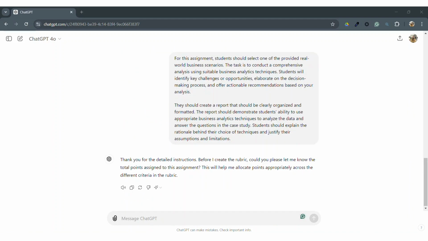Knowing the total points is essential for designing a rubric that accurately reflects the weight of each criterion. Again, we instruct AI to wait for this information before generating the rubric, ensuring that all necessary details are in place to generate the rubric that aligns with our expectations the most. So let's say this is a task that is 100 points in total. And if we want, we can also provide the breakdown of what we want each criterion to be worth.